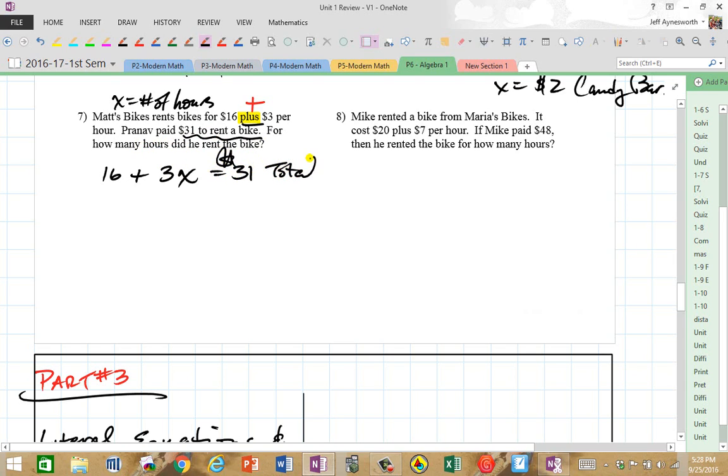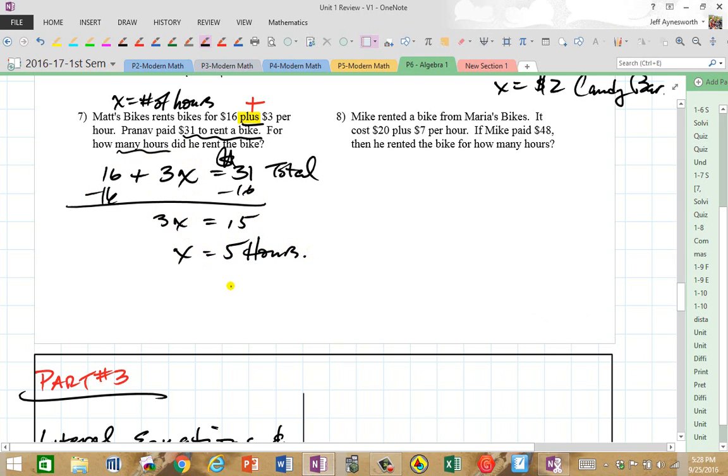So how many hours did he rent the bike? Well, I don't know. Let's figure that out. Let's subtract 16, and you get 3x is equal to 15. Since 3 times 5 is 15, x better be 5 hours, right? So we rented the bike for 5 hours. This is rental time.